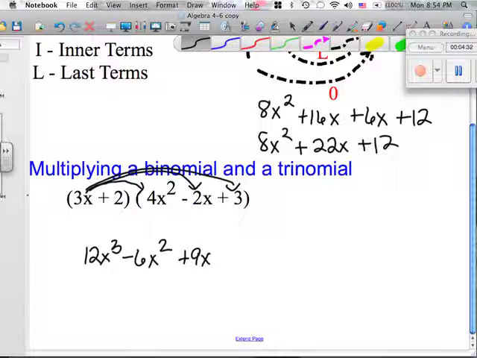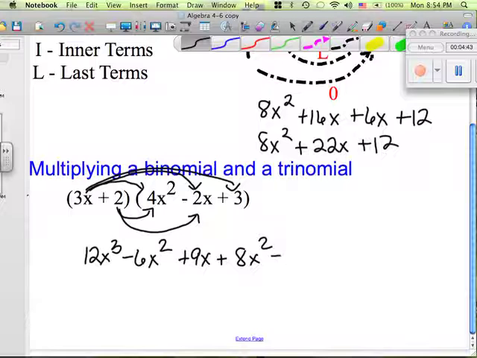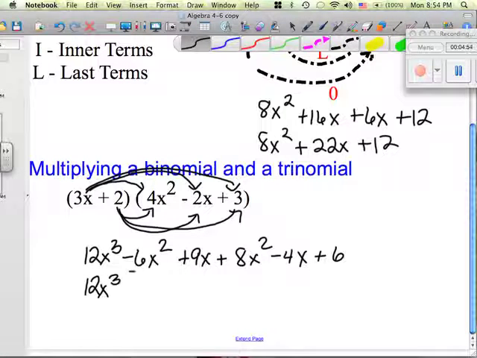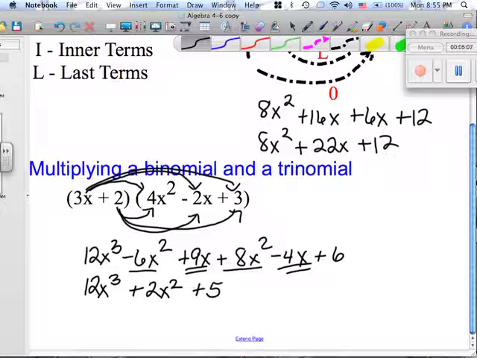Now you go back and do the same with the second term, the positive 2. 2 times 4x squared is 8x squared. 2 times negative 2x is negative 4x. And 2 times 3 is 6. Simplify, collect like terms. 12x cubed, there's only one of those terms. Negative 6x squared plus 8x squared is positive 2x squared. And 9x and negative 4x add up to 5x, and then plus 6.